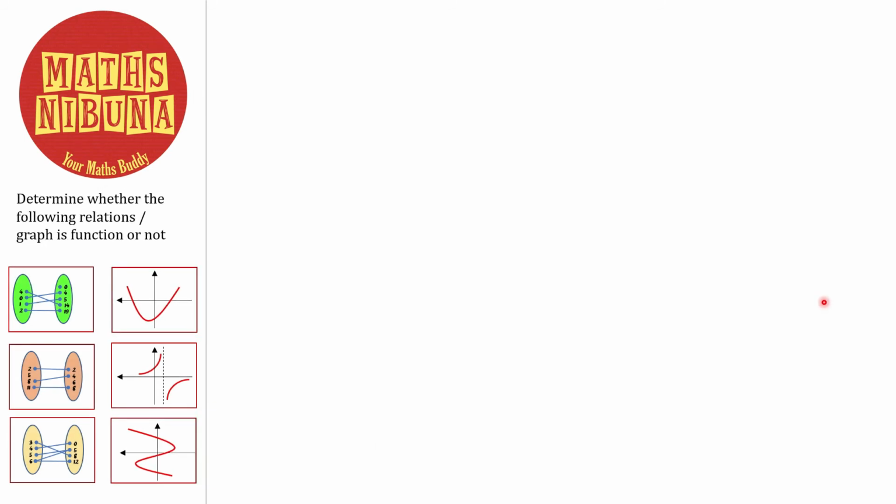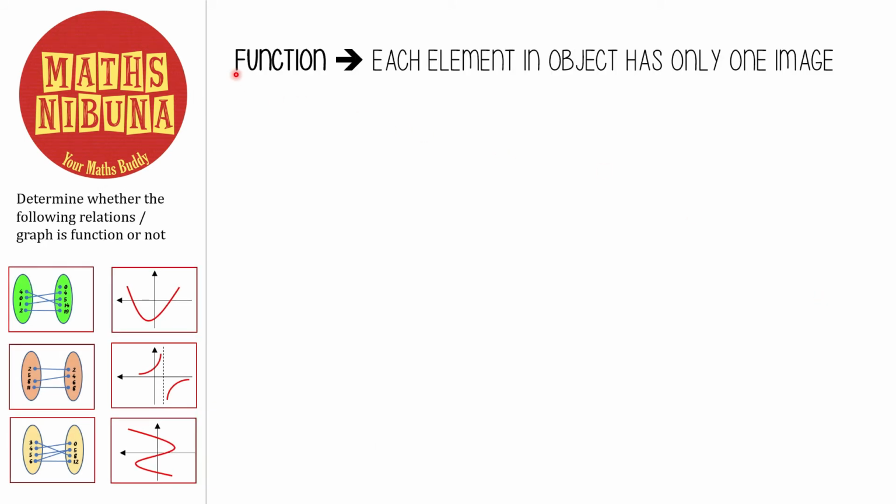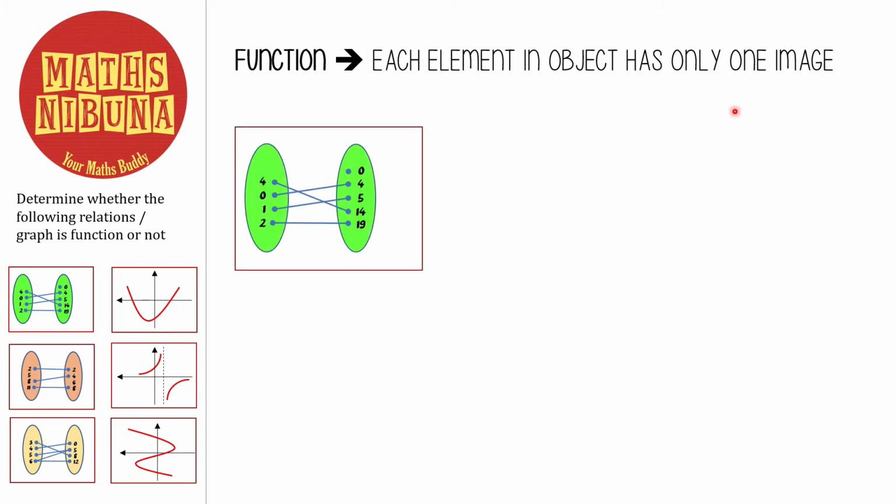First of all, we must know that a function is one where each element in the object has only one image. When each object has only one image, then the relation is called a function. If we look at the first question, we have objects 4, 0, 1, 2. This object has 4 elements. In the image, we have 5 elements. We should have an arrow here. That means 1 is mapped to 5, 0 is mapped to 4, and so on. Now 4 is mapped to 14.